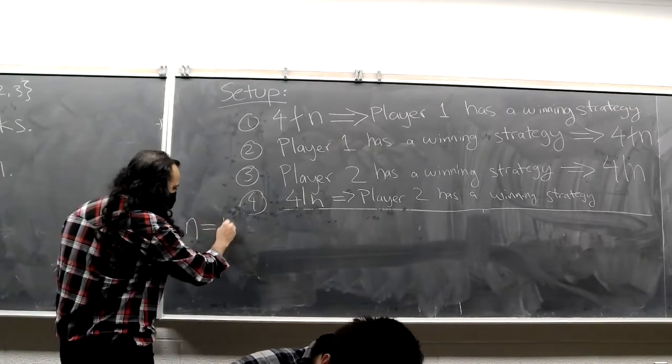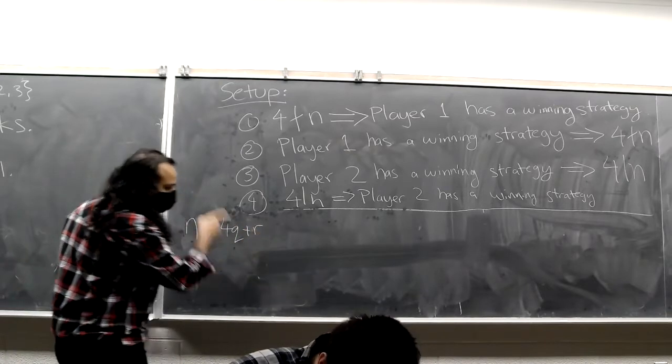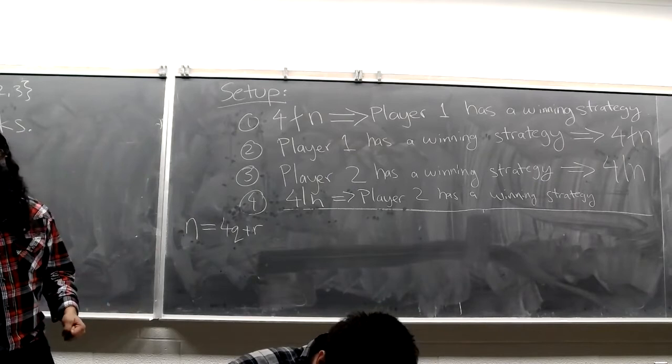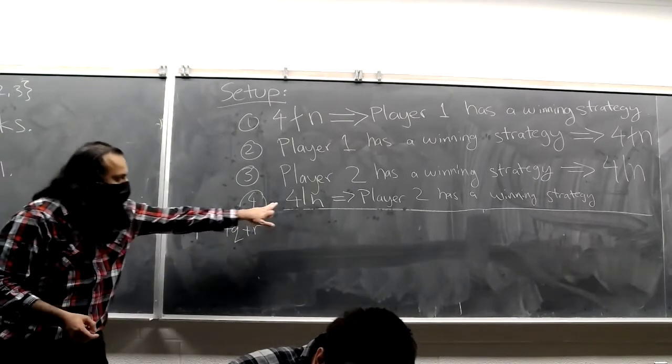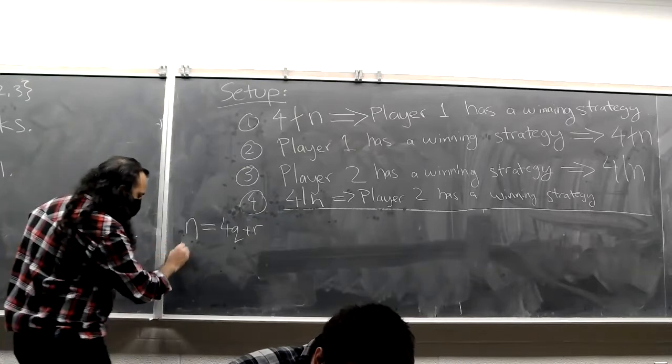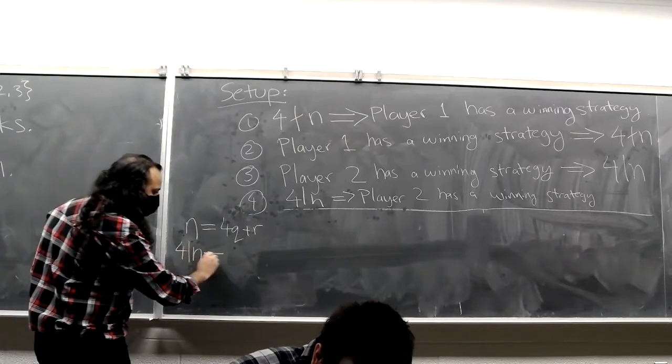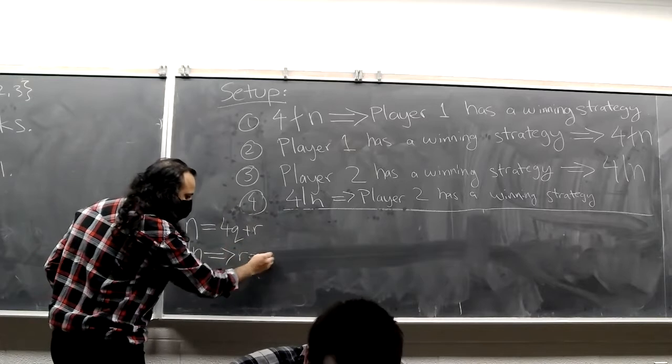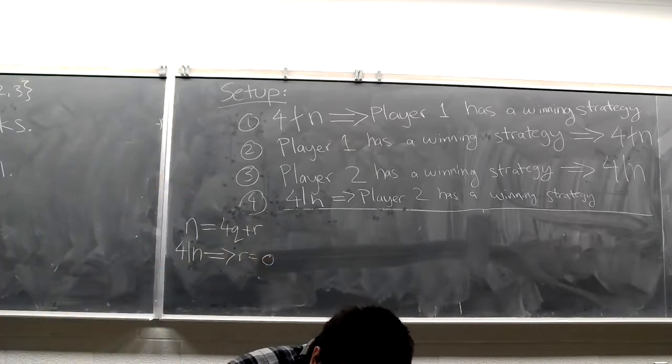So n can always be written as 4q plus r, where q is an integer and r is 0, 1, 2, or 3. If 4 divides n, if that's the hypothesis, then I must have r equals 0. That's the only way that 4 can divide n. Because if r equals 1, 2, or 3, then 4 doesn't divide n. 4 doesn't divide 4q plus 3. It only divides 4q. Zev?